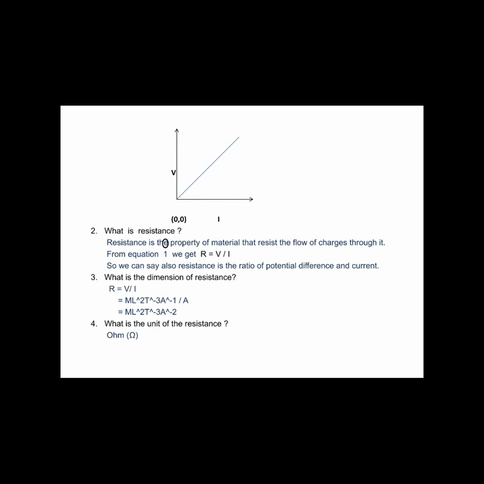Now the dimension of V is ML²T⁻³A⁻¹ and the dimension of I is A. So the dimension of R is ML²T⁻³A⁻². What is the unit of resistance? The unit of resistance is ohm.